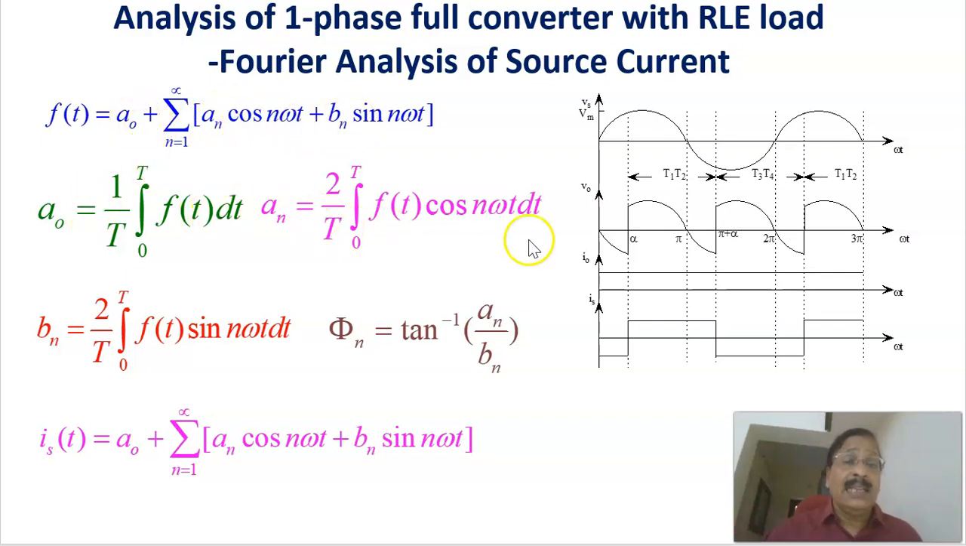a0, that general equation is this one, and bn, a0, and this one, and the phase shift between these cosine and sine is equal to tan inverse an by bn. For example, the fundamental phase shift means phi n for n equal to 1. Phi 1 equal to tan inverse a1 by b1. Therefore, the source current, in this case the function ft, is given by the source current. We want to analyze the frequency component of the source current. Therefore, is(t) equal to a0 plus sigma n equal to 1 to infinity an cos n omega t plus bn sin n omega t. The different Fourier constants are a0, an, and bn.